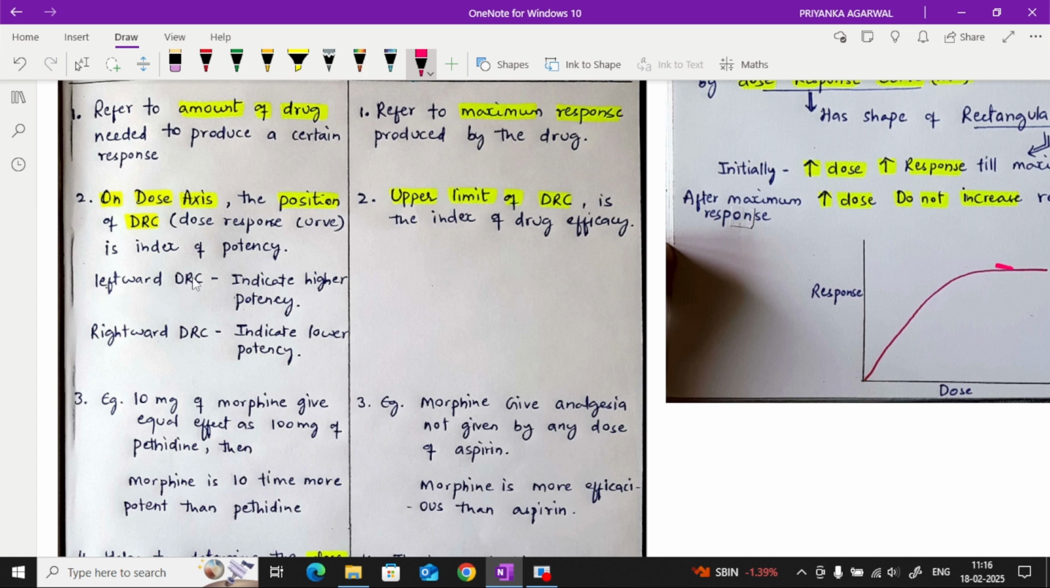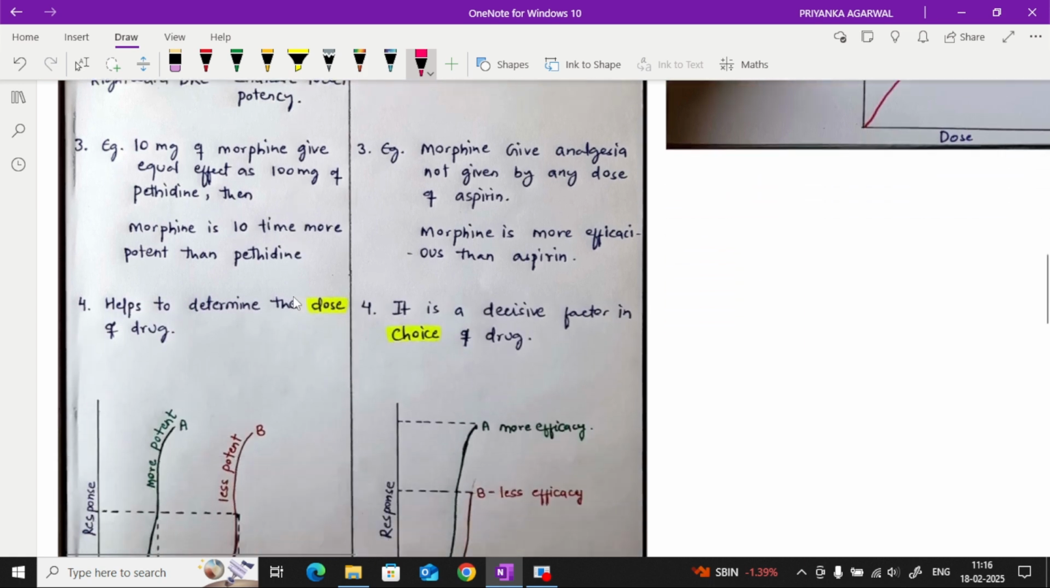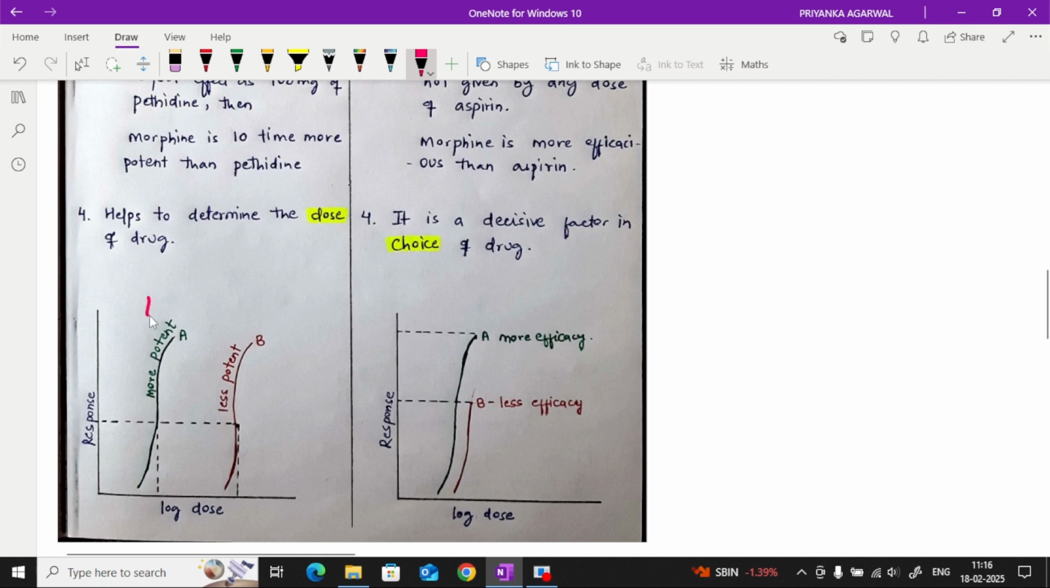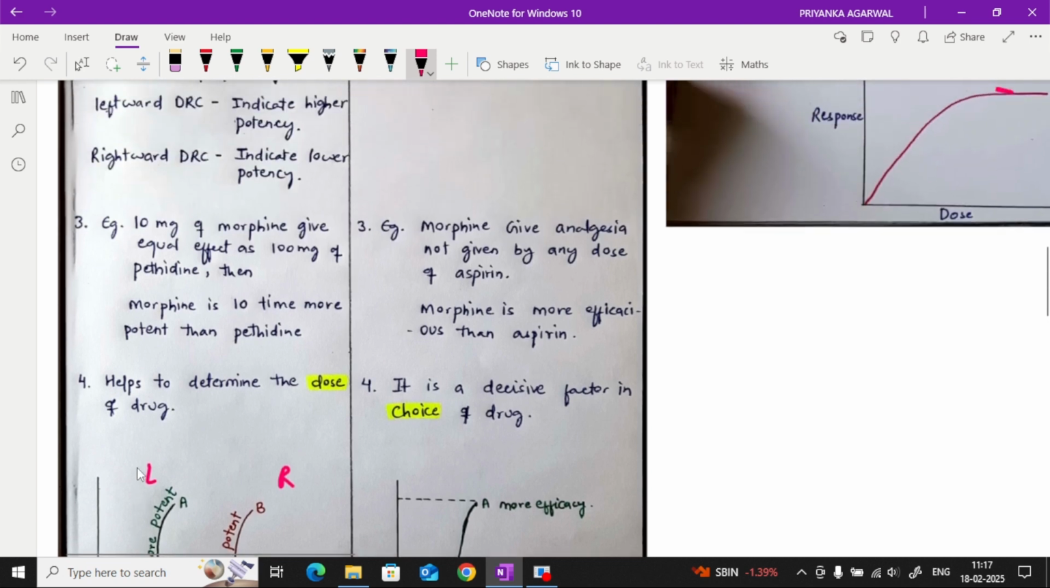If it is positioned leftward, it indicates higher potency. If it is positioned rightward, it indicates less potency, right? How? Because to produce this much of response, you need only this much of dose. So this drug is more potent. That makes sense, right?